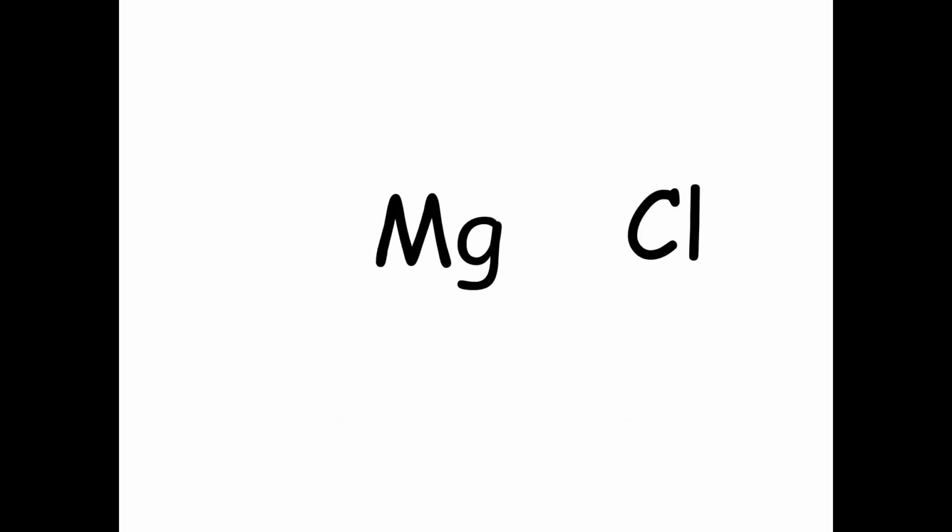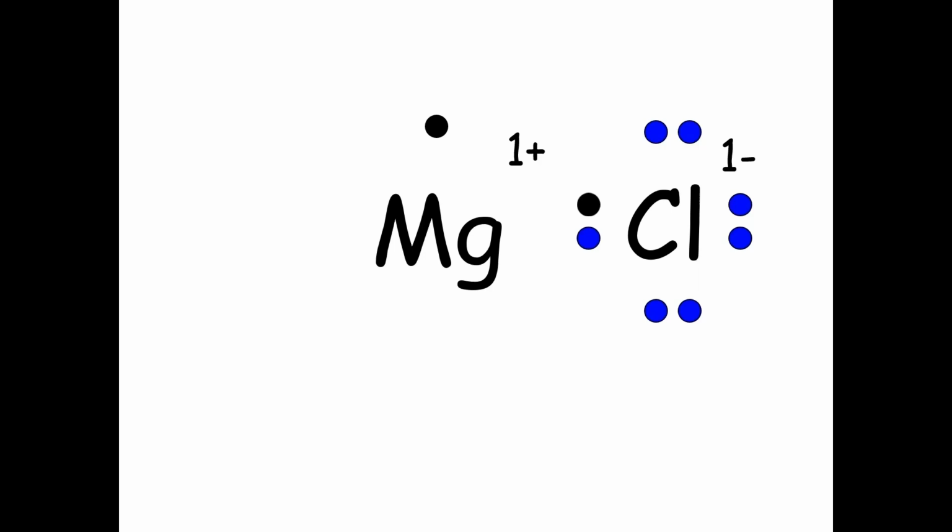Let's see how this compound forms. Here we have 1 atom of magnesium and 1 atom of chlorine. We know that magnesium will have 2 electrons in its outer shell, and chlorine has 7. Now, if that chlorine were to take 1 electron from magnesium, it would become stabilized and have a charge of 1 negative, leaving behind a charge of 1 positive on magnesium.